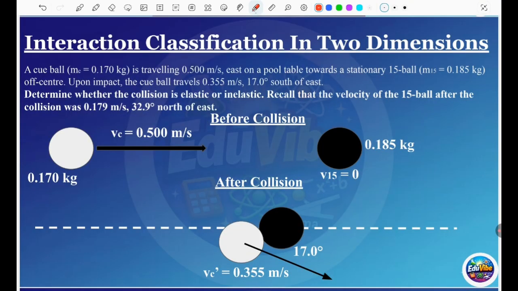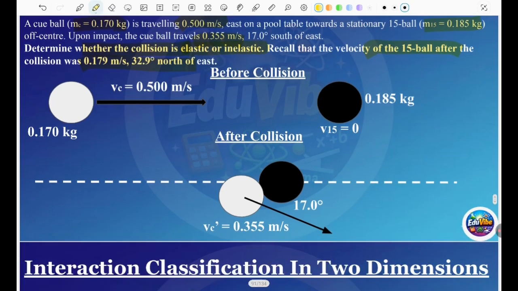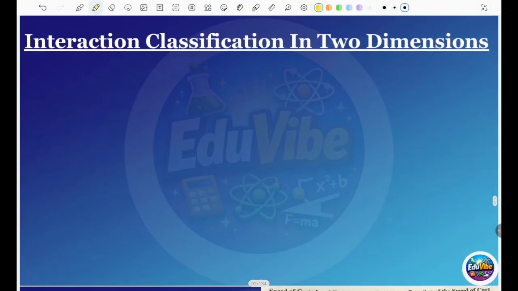As you've seen when we were doing the non-right angle collision, it's the same question, and now they want us to determine whether the collision is elastic or inelastic. They've given us the 15 ball velocity, which we found from the collision in the previous lesson. We have the mass of the cue ball and the mass of the 15 ball, the initial velocities for both, and the final velocities for both. So let's find the kinetic energy initially and finally for both.